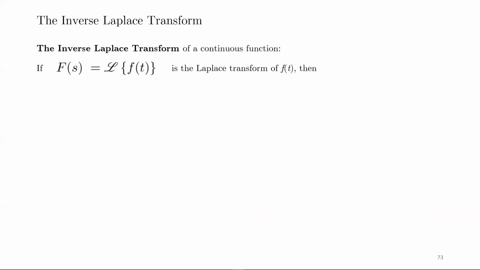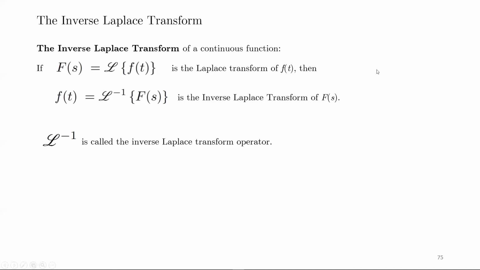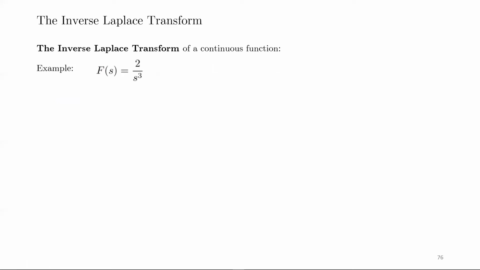So if F of s is the Laplace transform of some function f of t, then f of t is equal to the inverse Laplace transform of F of s. So we write that as this stylized L to the power of negative 1. So we say that's the inverse Laplace transform of this function F of s. So this stylized L to the power of negative 1 is called the inverse Laplace transform operator. And, well, let's just look at an example.